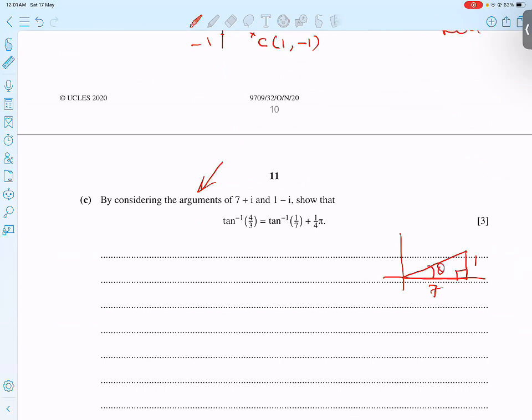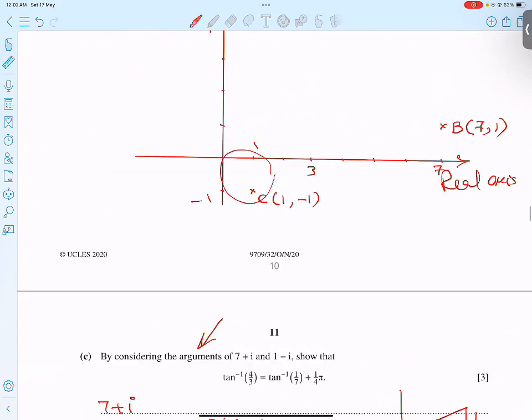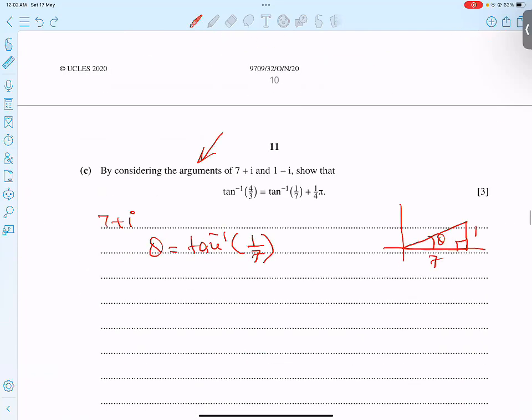Basically, this is theta. So what is theta? Let me write it first. First of all, I'm writing 7 plus iota. And theta is tan inverse opposite by adjacent. I'm not doing anything, stop here. But when I talk about this one, this is interesting actually. The interesting part is here only.